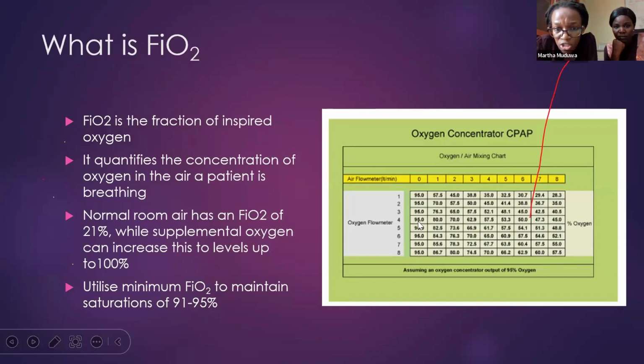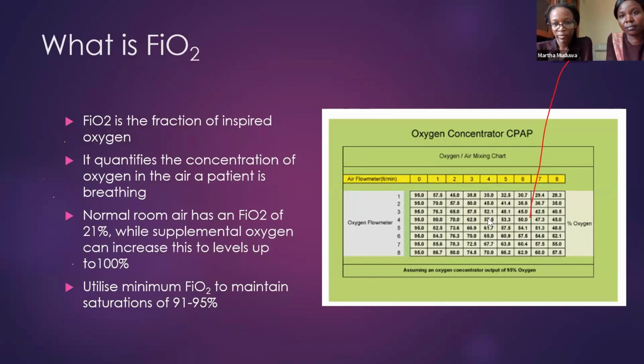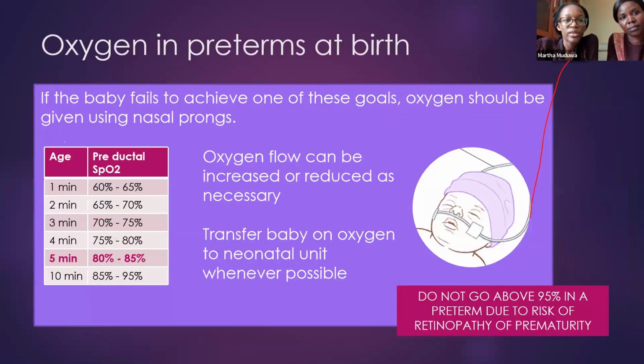If you're giving oxygen, we're assuming that our oxygen here with this chart is at 95%. If you're giving oxygen of 4 liters and 4 liters of air, like our setting that I told you we start with, you'll be giving an FiO2 of about 57.5%. So your goal, like I said, should be to give the lowest FiO2 that is able to maintain your saturation within 91 to 95%. So these are your target oxygen saturations.